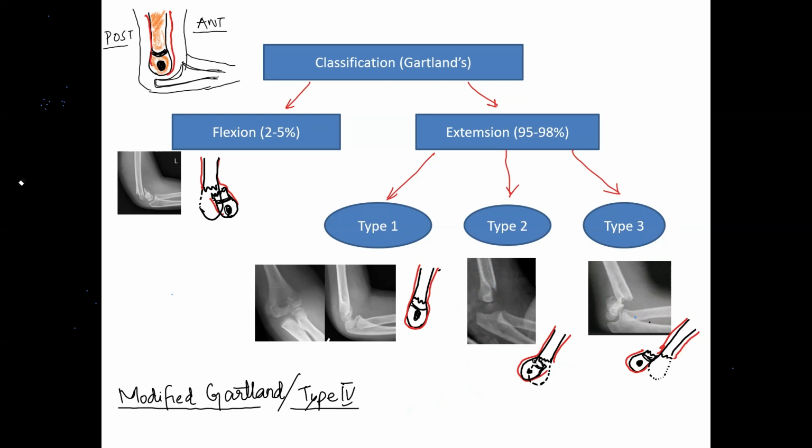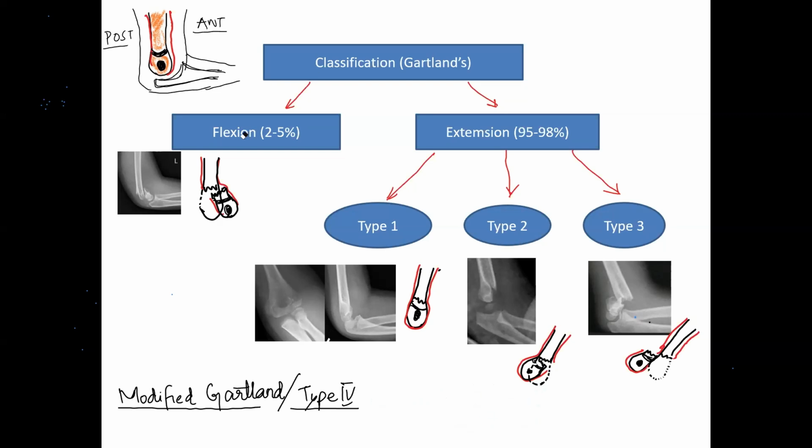Now in the recent classification, they added type 4 to the Gartland. What is type 4? It's again a displaced fracture, but very unstable. It is unstable in the mediolateral direction and the superior inferior direction. So it's type 4. It's not a classical description or classification of Gartland. It's a modified Gartland's classification. So this is how you classify.